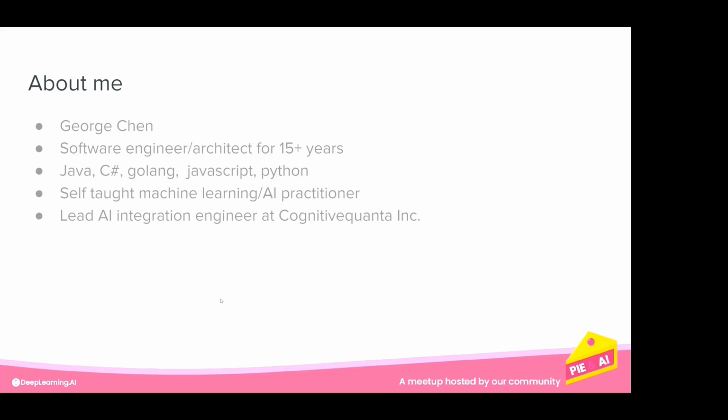Before we get started, I want to introduce myself. As I said, my name is George Chen. I'm a software engineer and an architect. In my last 15 years, I have been programming Java, C Sharp, Golang, JavaScript, and most recently Python. I'm a self-taught machine learning AI practitioner. I started with Andrew Ng's machine learning course on Coursera, one of the most popular and famous courses on Coursera, and that's where my journey started.